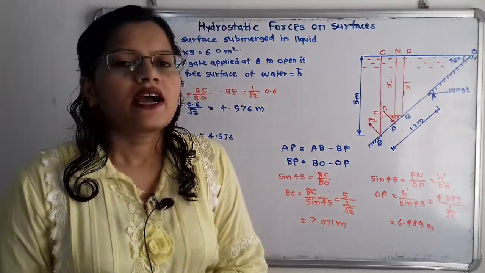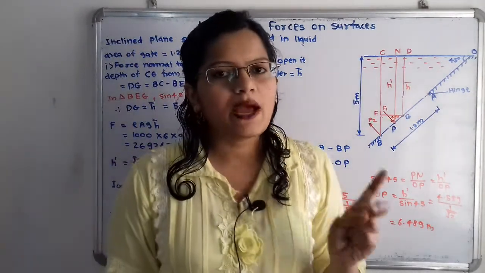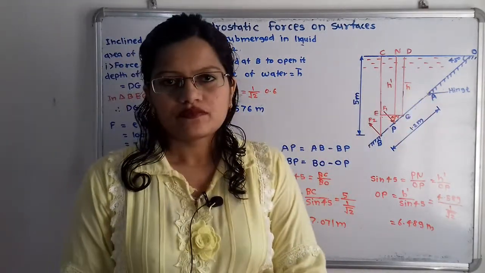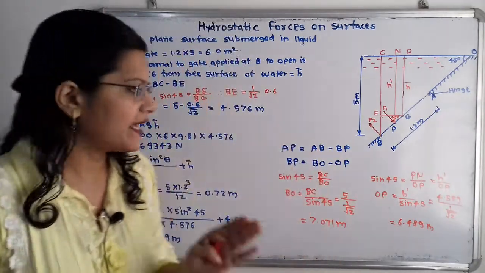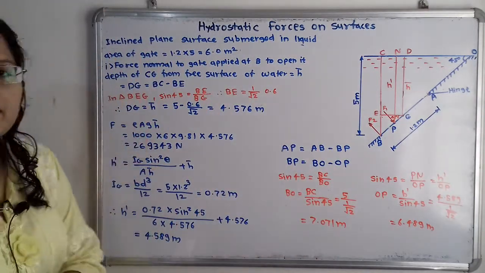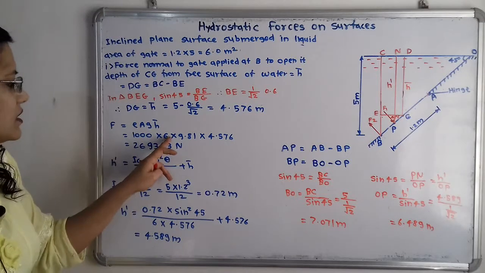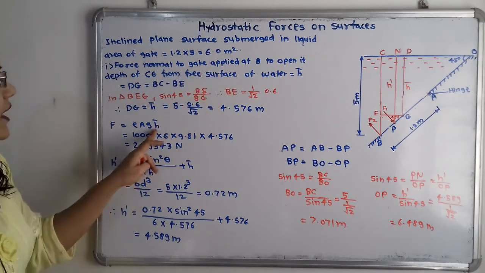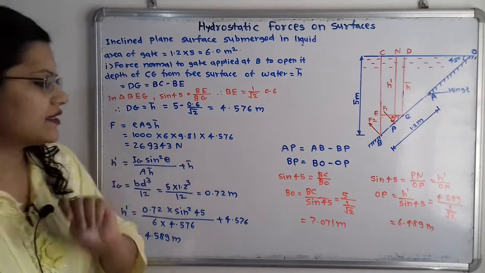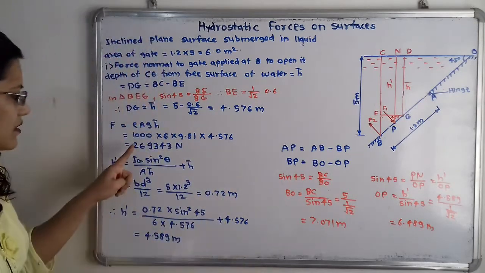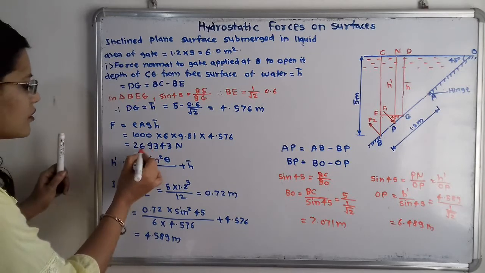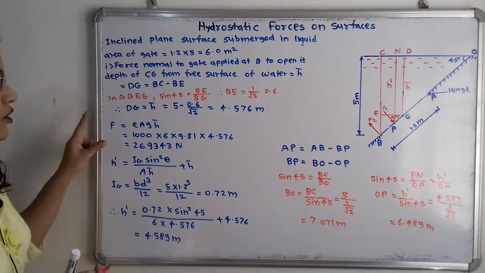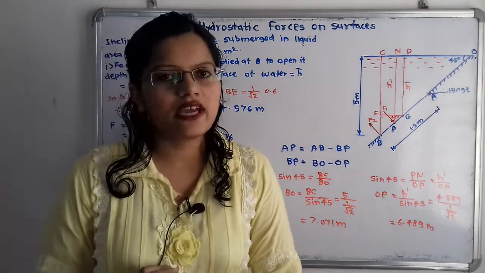So now we can calculate what is the total force applied by the water on the surface of the gate AB. That is rho g A h bar. So rho is the 1000 for the water, then g is 9.81, A that is area 6 meters square, and h bar that is 4.576. So what is the answer? That is, here if we observe, 2,69,343 Newton. So this is the answer for the F.